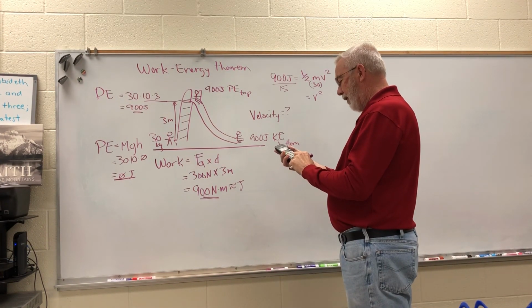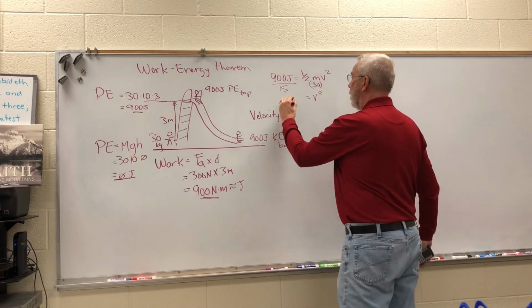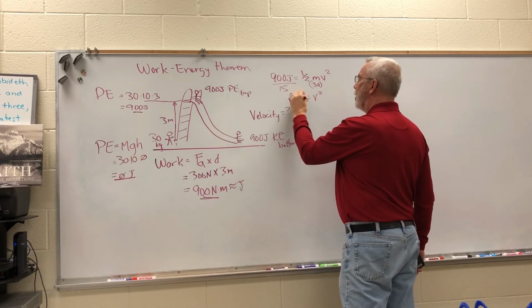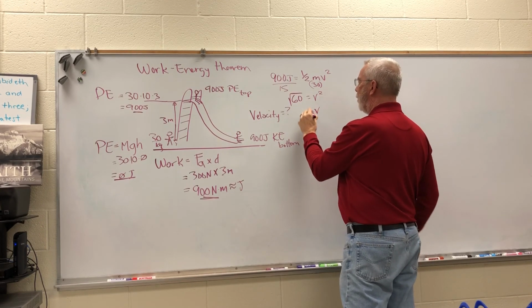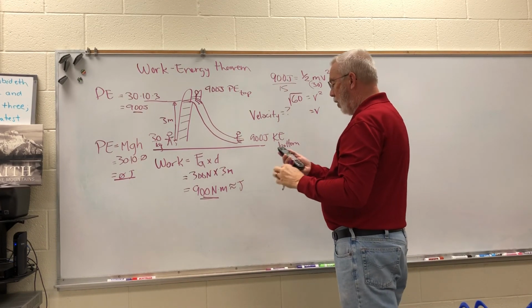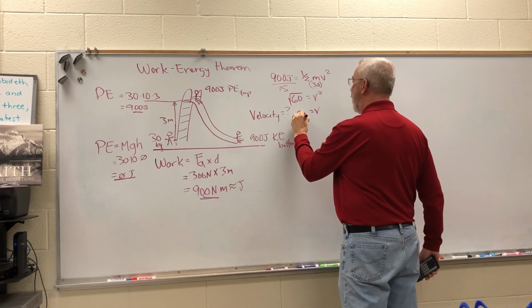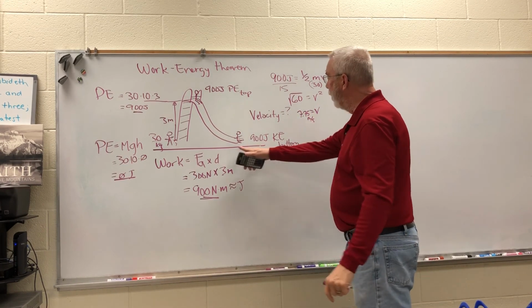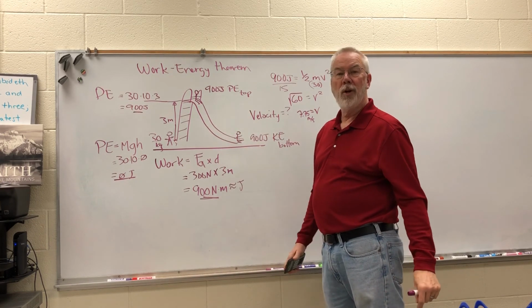900 divided by 15 equals 60. Okay, so 60 is equal to v squared. So we're going to take the square root of 60 to solve for v, and we're going to get 7.75 meters per second. So he's got a pretty good velocity, assuming that there's no friction on the slide.